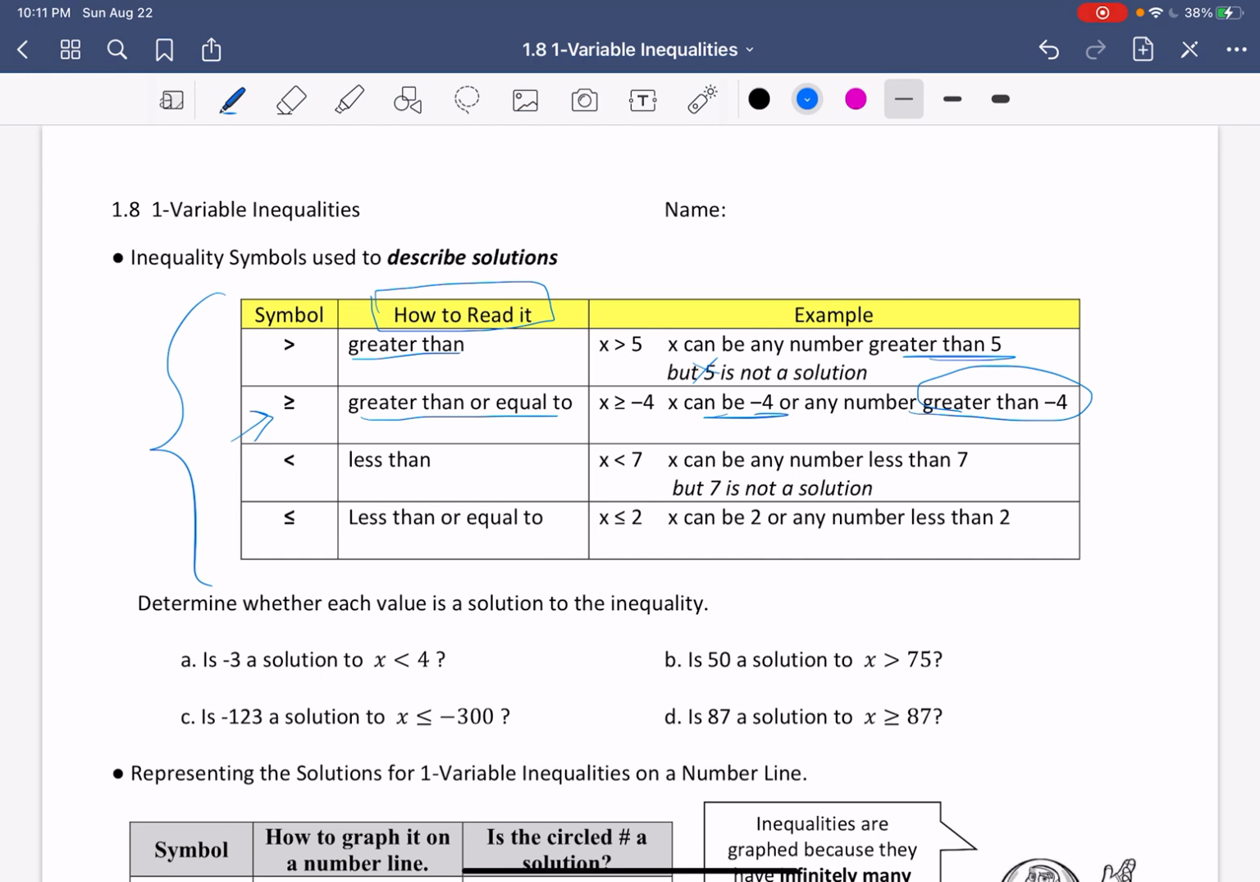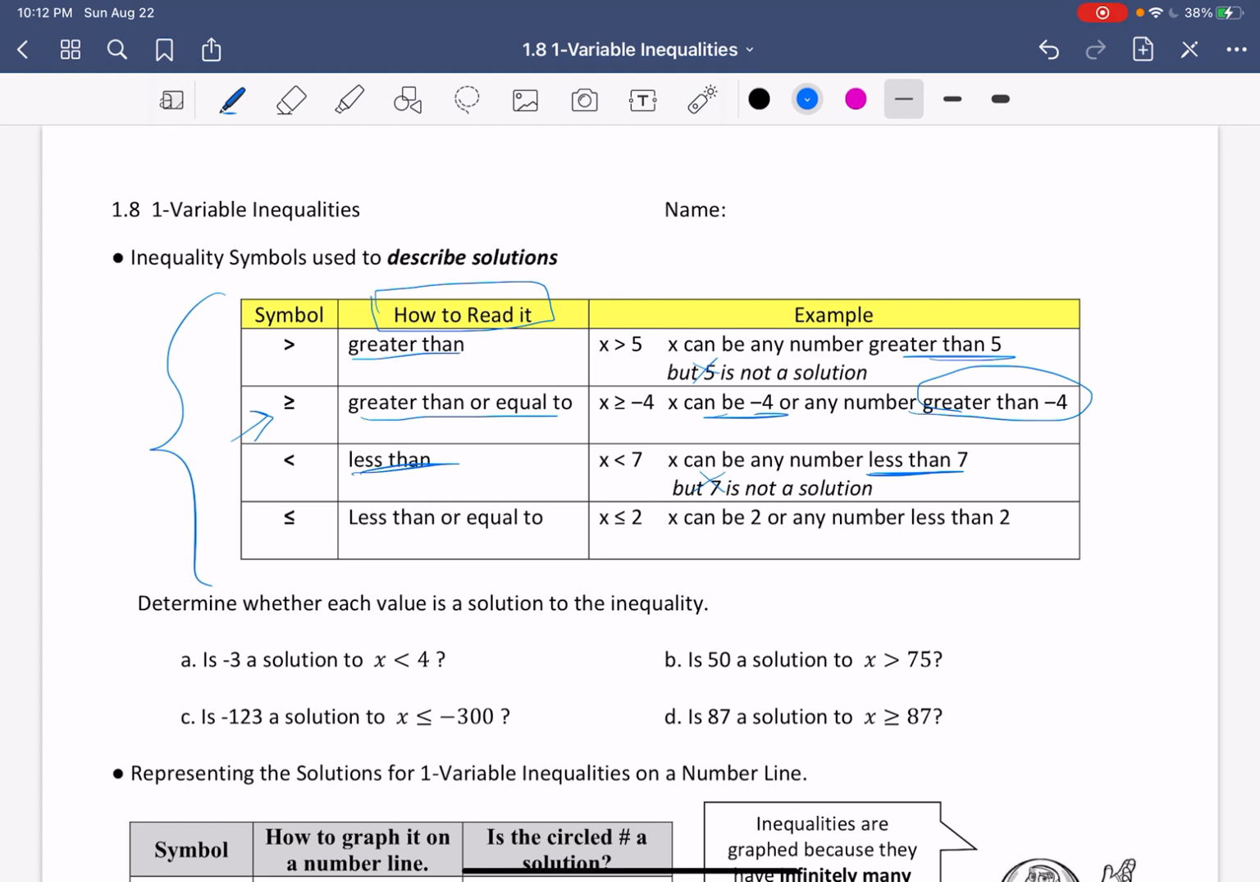Our next two are similar but opposites, right? We have less than. Remember that symbol points to the left, and remembering that L's will help you. So x is less than 7, and this says that x can be any number less than 7, but x cannot be 7.